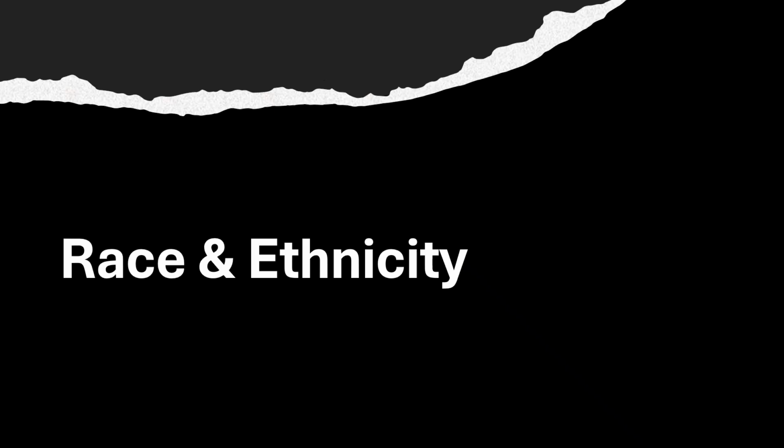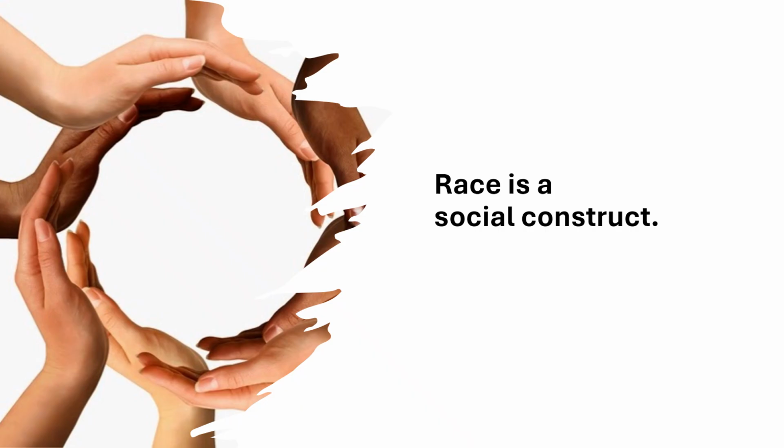Race and ethnicity. Race is a social construct rather than a biological fact. The image of diverse hands forming a circle reinforces the idea that race is shaped by societal perceptions and interactions rather than inherent differences.